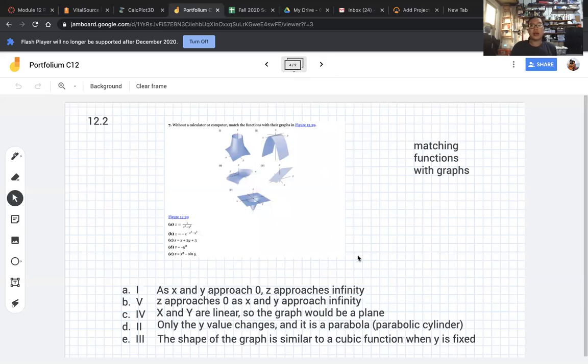Something else that I thought was important for two space was being able to match the formula with a graph, and we can do that by using strategies such as end behavior, asymptotes, or looking at the degree of the function. For this one, when we look at number 4, we can see that it's a plane, so we know that the equation is linear, and then we can find the linear equation in this set.